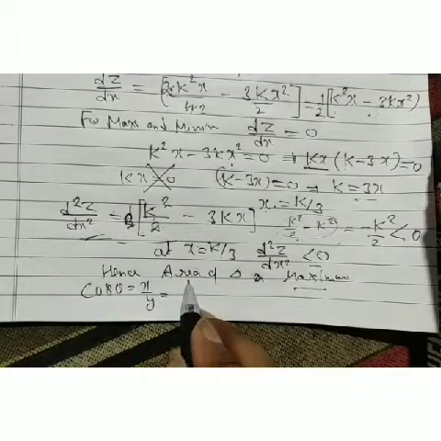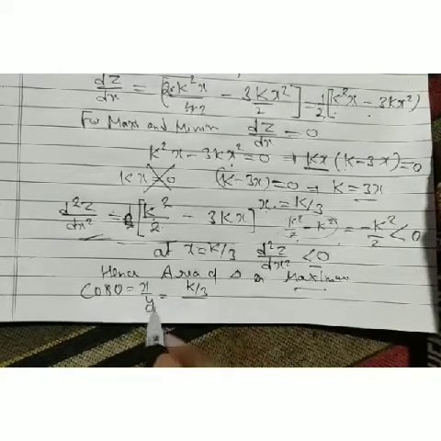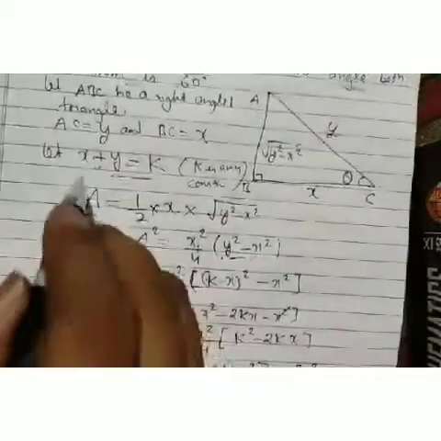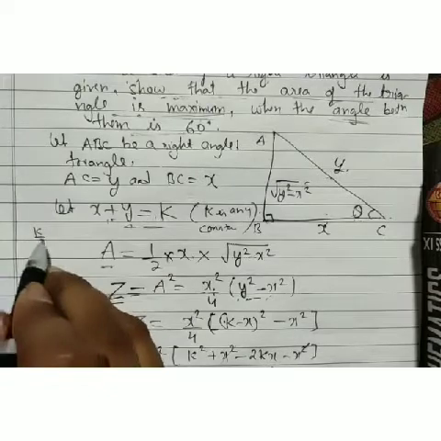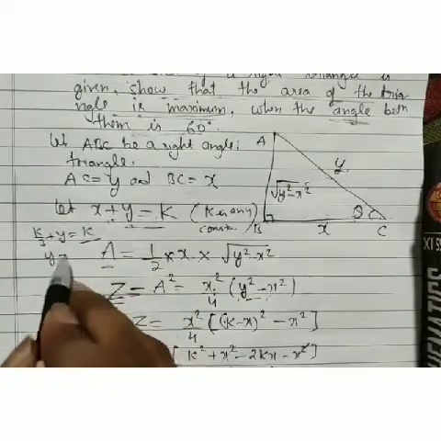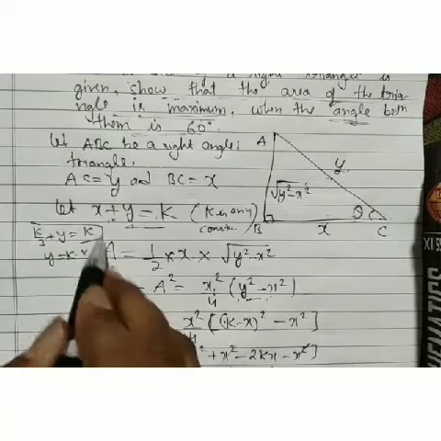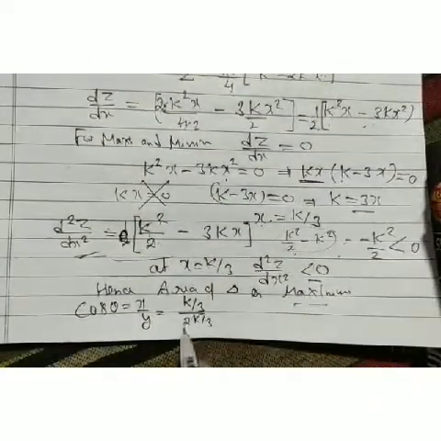Our x is k by 3. We have to get the value of y. When x is k by 3, k by 3 plus y equal to k, so y equal to k minus k by 3. Then the value of y is 2k by 3.